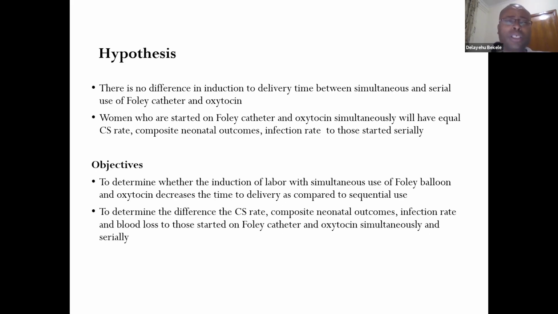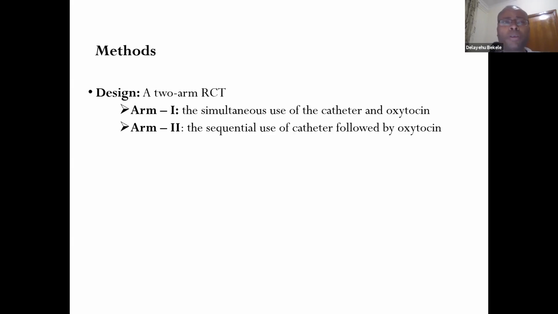So we did the study with an objective of determining whether the induction of labor with simultaneous use of Foley balloon and oxytocin decreases the time to delivery as compared to sequential use, and also to determine if there is a difference in the cesarean section rate and the composite neonatal outcome and maternal complications such as infection, blood loss within the two groups. So we did a two-arm randomized control trial. Arm one is a simultaneous use of the Foley catheter and oxytocin, while arm two is a sequential use of catheter followed by oxytocin.